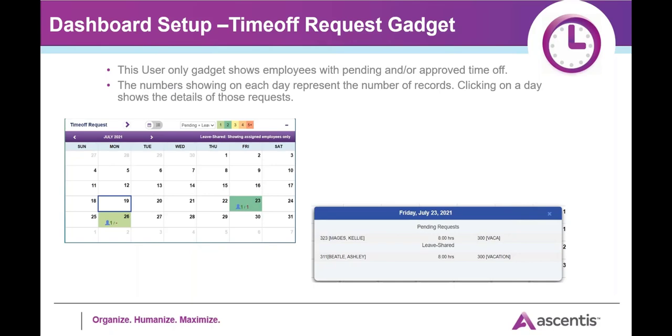So the number of employees that have a record on that day will then show in the cell. So if I had 5 employees requesting off on July 30th, I would see a 5 in that field, and it'd probably be a different color based off of how many employees I need to change that color.